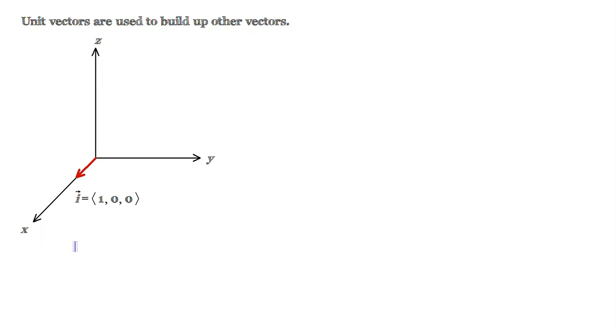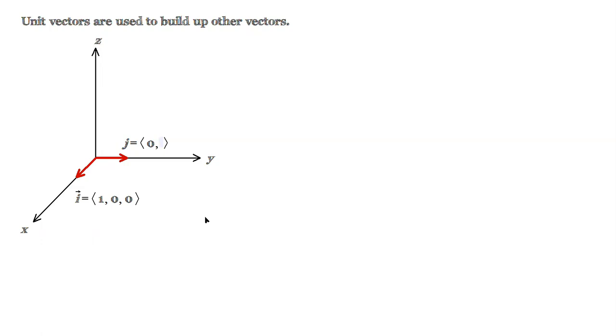Besides this one, we can also define a unit vector, a vector of length 1, that goes along the y-axis. You want to make sure it has the same length as the one along the x-axis. Now this one is conventionally called j. And it has the following components. Because it doesn't go along the x-axis, the x component is 0.